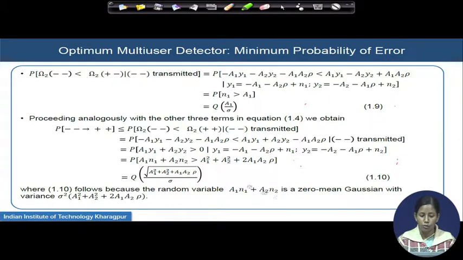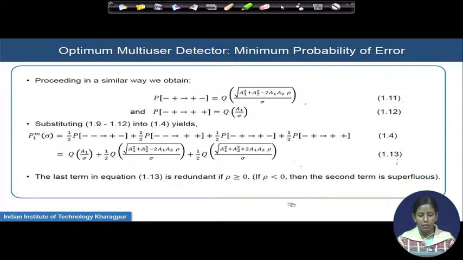A1 N1 plus A2 N2, where this is the equation in which the probability that this is greater than this whole quantity, is a zero mean Gaussian, and the variance will be governed by this. So the variance of this total signal comes from the transmitted power of the signal, and this is the variance of the power spectral density of the noise. So given the power spectral density of the noise, you end up with the variance of this A1 N1 plus A2 N2, and finally the Q function will be governed by this expression.